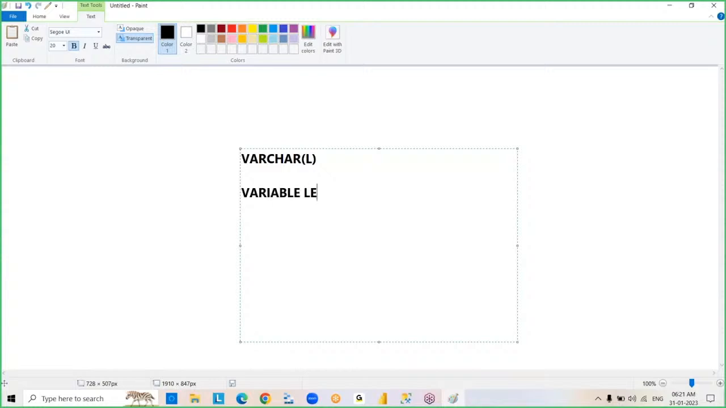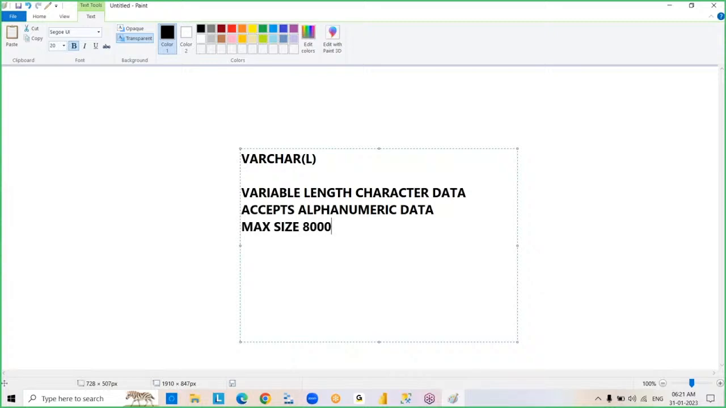This is known as variable length character data. It also accepts alphanumeric data. Alphanumeric means mixing of character and number. Max size 8000 bytes. In the previous scenario we discussed fixed length character data. Even in that we can store maximum 8000 bytes. That is the max limit.